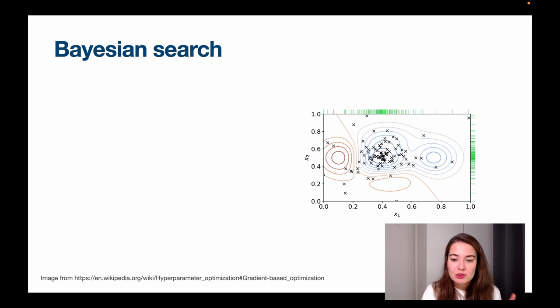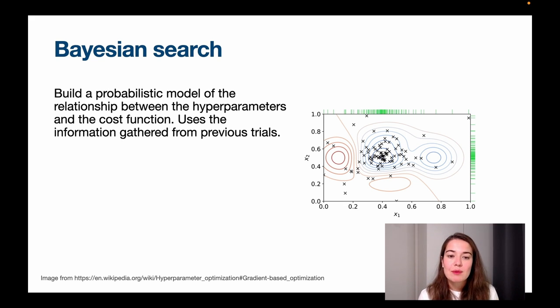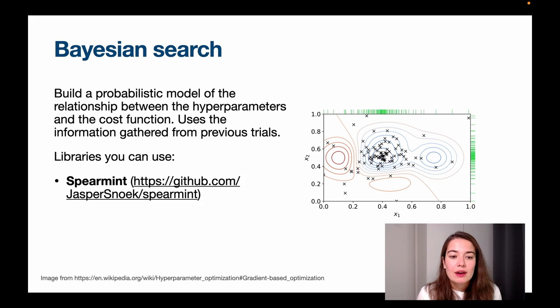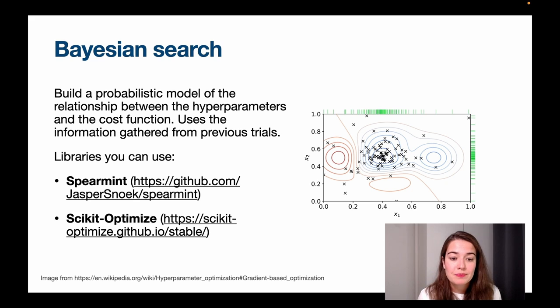Then we have Bayesian search. Bayesian search is basically the closest thing to doing zooming in. What it does is basically tries to understand a probabilistic model of the relationship between the hyperparameters and the cost function. So let's say, like the example that I've given you, this is the cost function: as it gets bluer, this is a lower cost, and the red ones are really high cost, and these are the hyperparameters. Bayesian search basically tries to understand what this relationship looks like, what this graphic or the space would look like, and then focus on the ones that it thinks, probabilistically, are going to give it the lowest cost. So that's how that one works. For the libraries that you can use, you can use Spearmint or scikit-optimize, which also has a Bayesian search implementation.